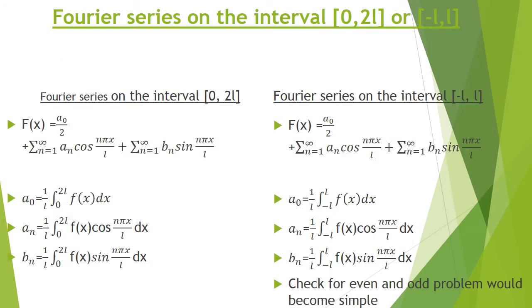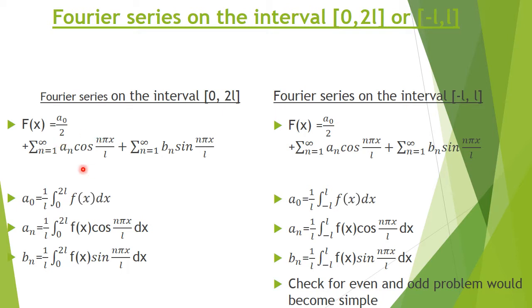Now let us see the next one, on the interval 0 to 2L or minus L to L. So it's a general Fourier series. L can be anything; the L value can be anything. So this formula is called a general formula for Fourier series.